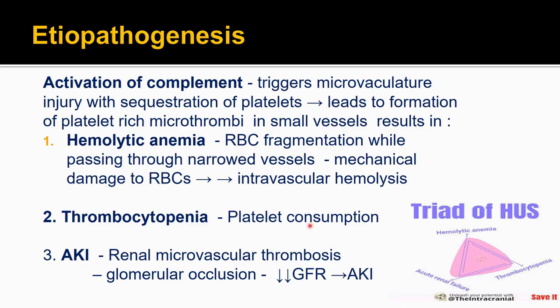Then this microthrombi or microvascular thrombosis occurs in the kidney. The kidney is the main organ involved. So here renal microvascular thrombosis occurs, leading to glomerular injury, decreased GFR, and then ultimately acute kidney injury. So this way it forms the triad.